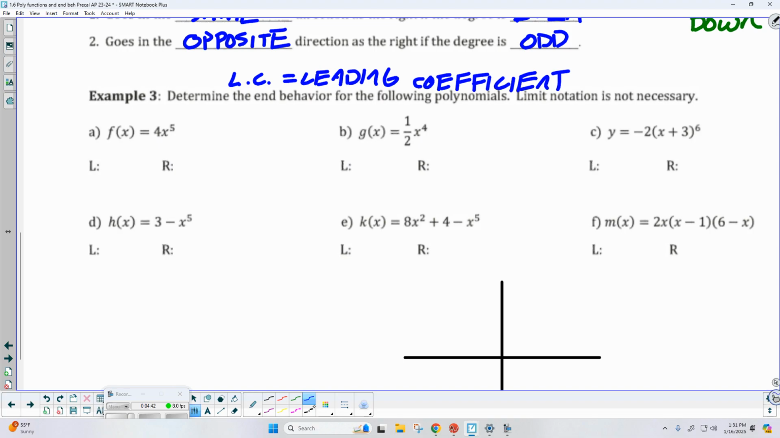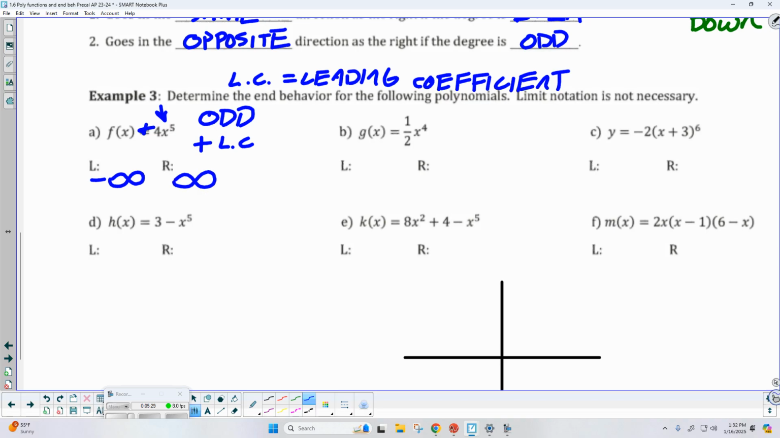Okay, so let's start with A. f of x equals 4x to the fifth. What kind of degree do we have? Is it odd or even? We definitely have an odd. Because it's odd, I immediately know that the left and the right side have to be going in opposite directions. They only go in the same direction if it's even. The term that gives you your degree, that's the coefficient you want to look at. So we have an odd degree with a positive leading coefficient. What would I put for the left end behavior? Is it curving down to negative infinity or curving up to positive infinity? It's curving down. So the left would be negative infinity and the right would be positive infinity.